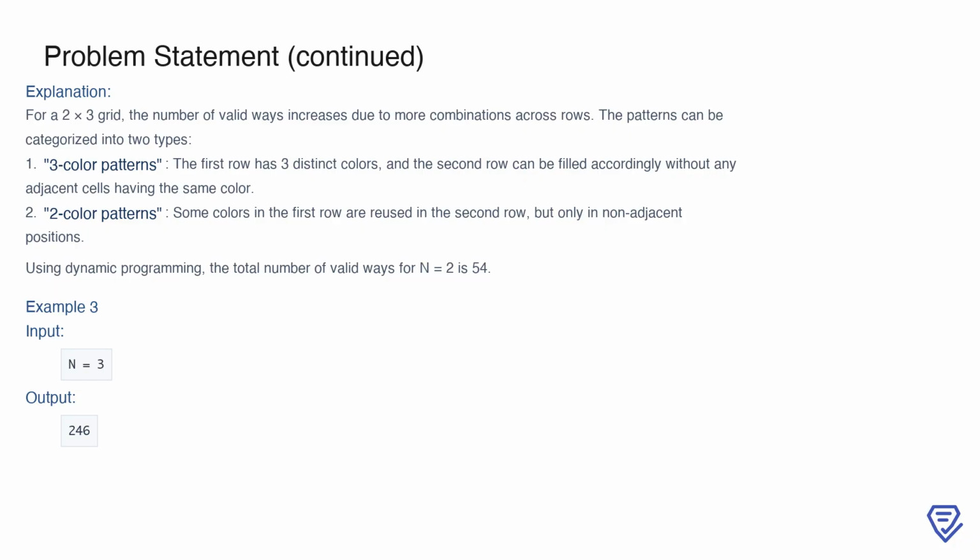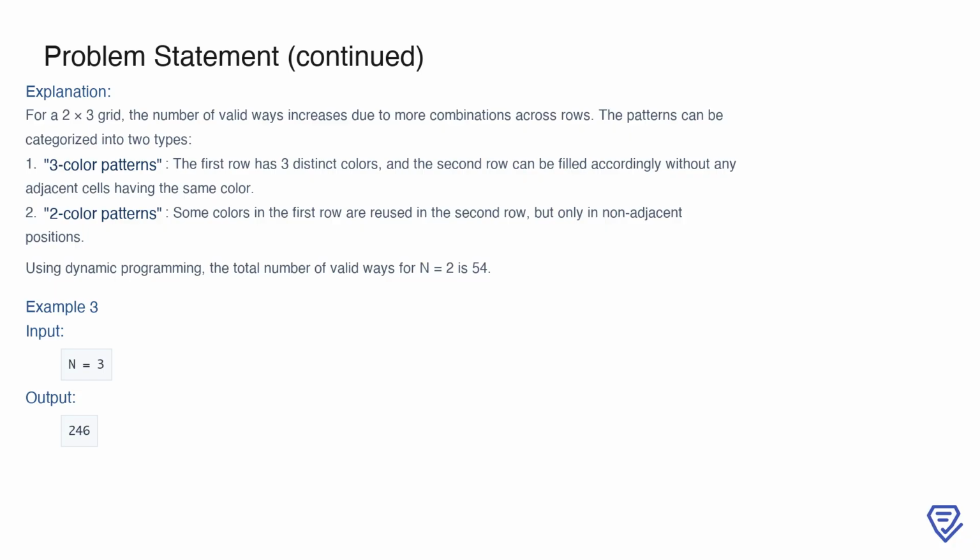The first row can still be painted in 12 valid ways, as calculated earlier. For each valid pattern in the first row, the second row can be painted in a way that respects the adjacency rules both within the row and with the row above it. For example, if the first row is painted red-green-blue, the second row could be green-blue-red, but it cannot be red-red-green since the adjacent cells in the second row would have the same color. Taking all these combinations into account, there are 54 valid ways to paint the grid when n equals 2.